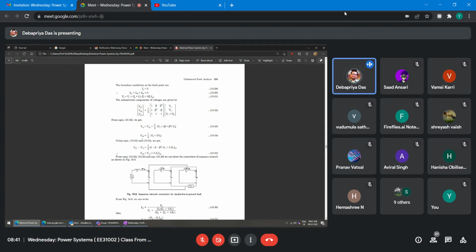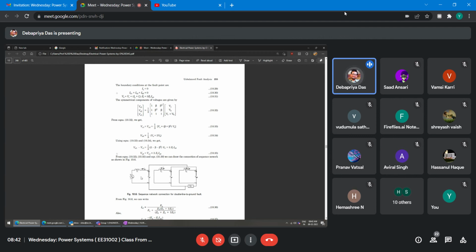Now if you subtract VA1 from VA0, VA0 minus VA1 is 1/3 of 2 minus beta square, times VB. So just add 1 and subtract 1, and then beta square plus beta plus 1 is equal to 0, as we have seen previously. Ultimately it will become 3 ZF IA0. Therefore, VA0 is equal to VA1 plus 3 ZF IA0.